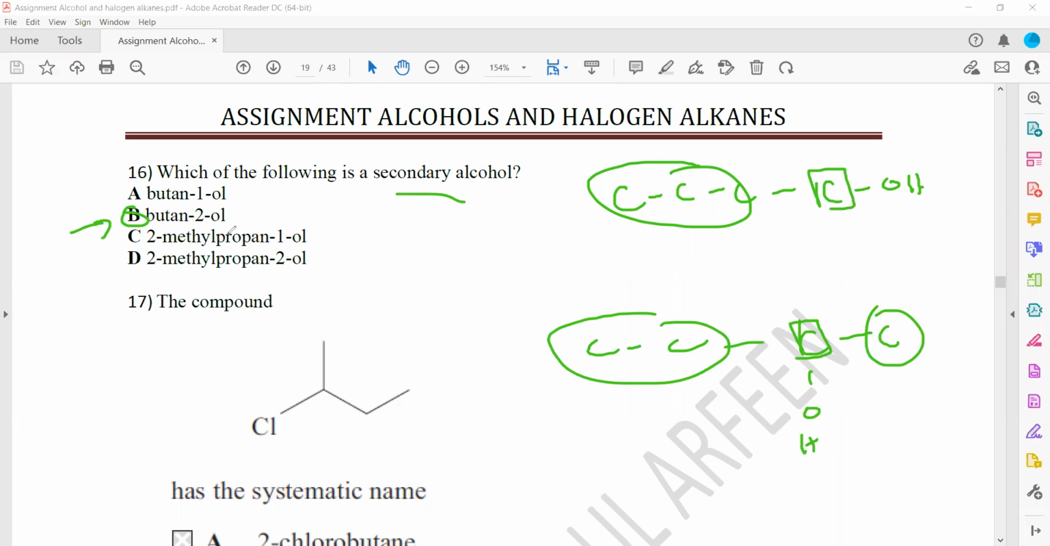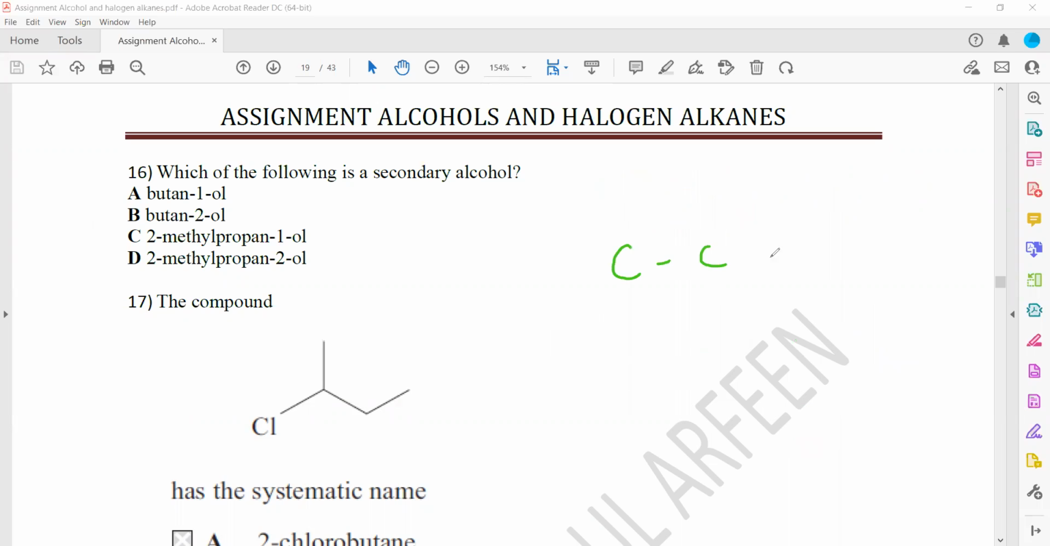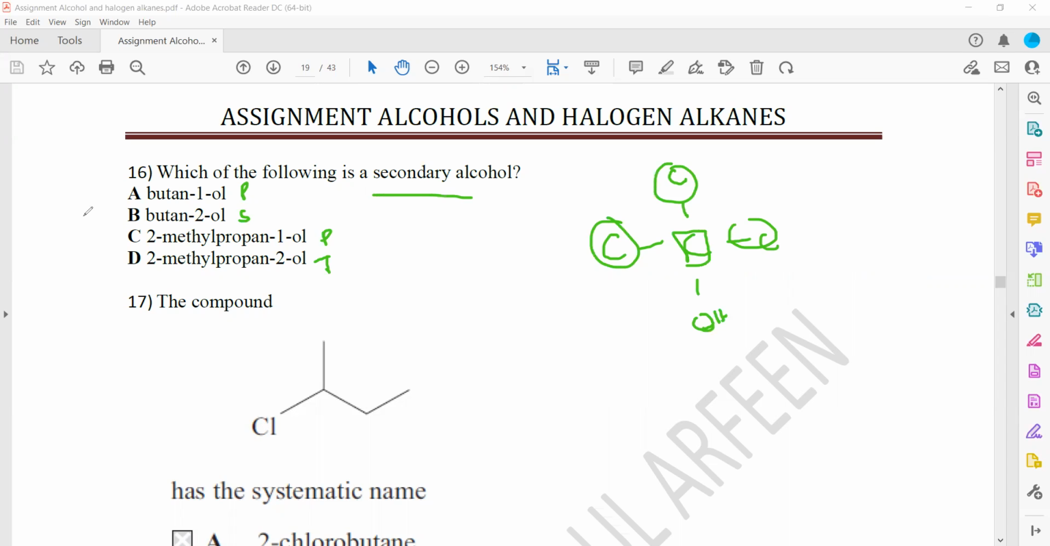What about the others? Like 2-methylpropan-1-ol: OH is on the first position and a methyl on the second. The carbon attached to OH has 1 carbon, so that's also primary. But 2-methylpropan-2-ol is tertiary, with 3 carbon chains. So this one is tertiary, this one is primary, this one is secondary, and this is also primary. We want to select a secondary, so option B is the right one.